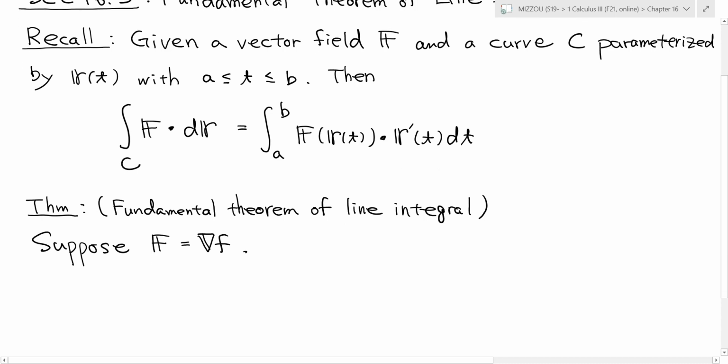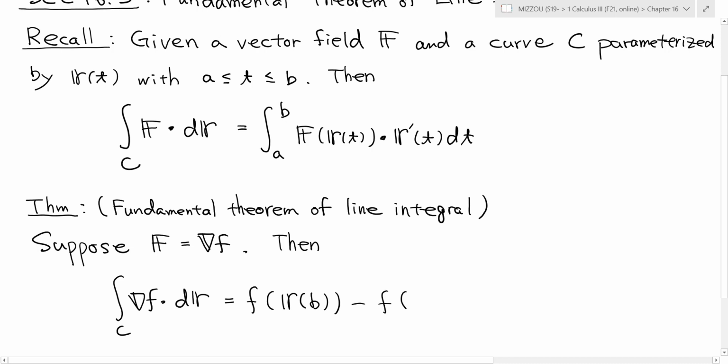But in this case, the line integral of the vector field is written as the difference of the values of f at the two endpoints. Namely, this is the starting point and this is the ending point.